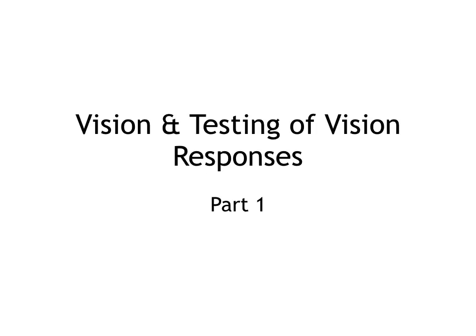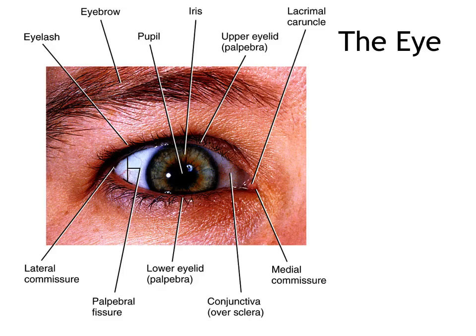So let's take a look at vision and the testing of vision responses. First, we have the external anatomy of the eye. Note the various structures that happen to be there. Note the central location of the iris and the pupil within the eye. This central location is important to keep visual center within both eyes.